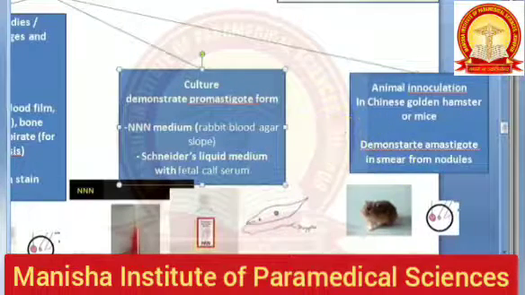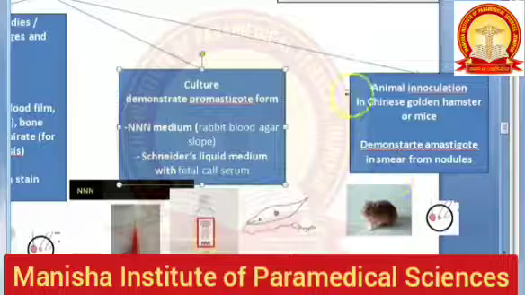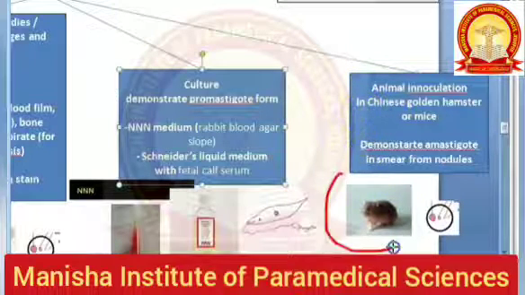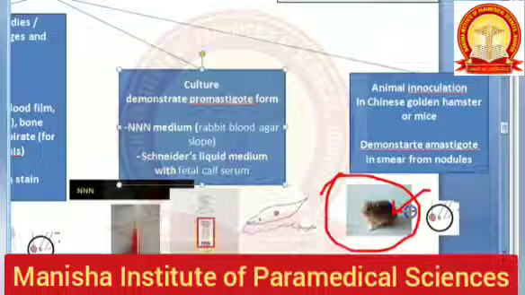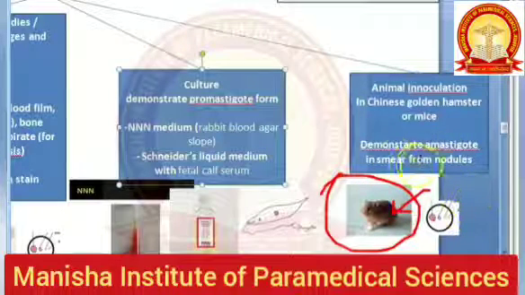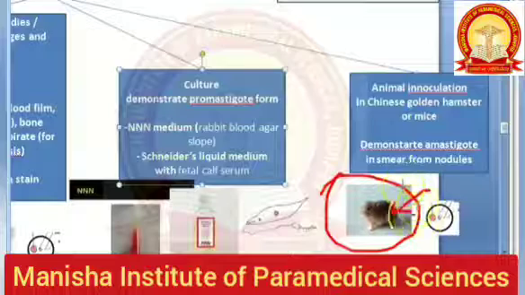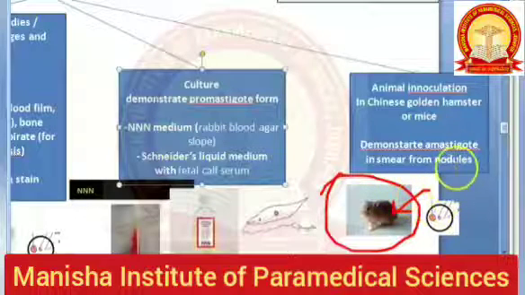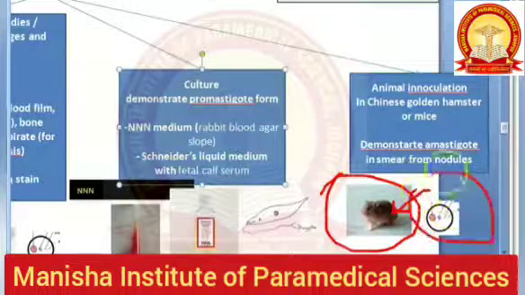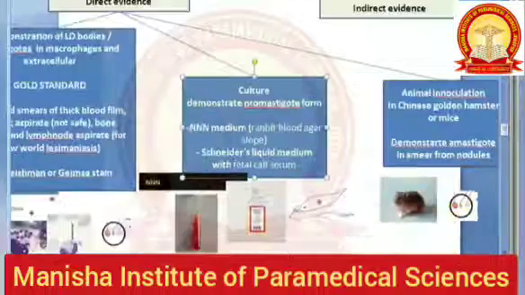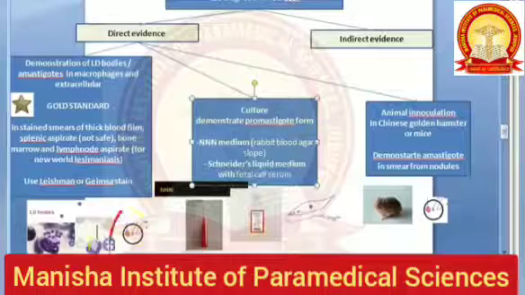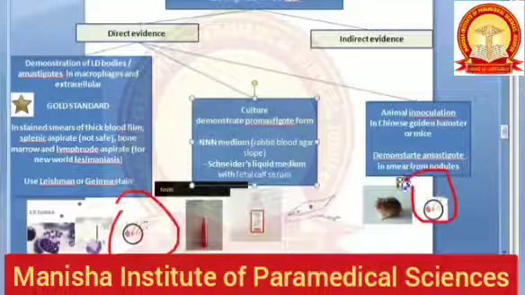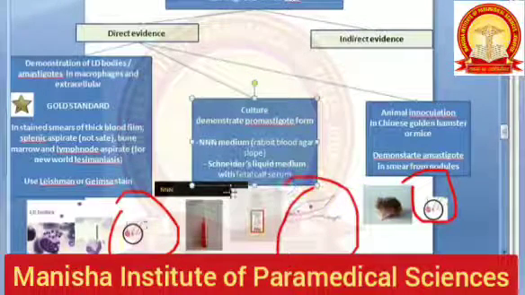Moving on to animal inoculation. So some animal torture being done here on the Chinese golden hamster or mice. You can do animal inoculation, and from the nodules that develop, you can make a smear and demonstrate the amastigote. So you are demonstrating amastigote in the LD body and in animal inoculation, right? In both of them you are demonstrating amastigote. In culture you will make it a promastigote.